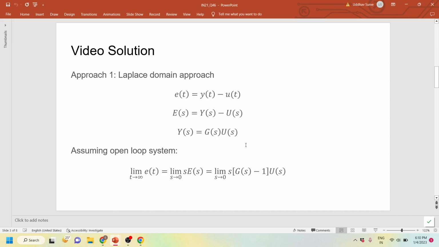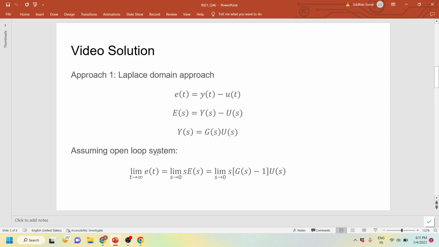So let us look at approach 1, the Laplace domain approach. This error was given as e of t is equal to y of t minus u of t, output minus reference input. Just by shifting them to the Laplace domain, e of s is equal to y of s minus u of s. And as we know, in the Laplace domain, the system and the input get multiplied. So y of s, the output response in the S domain, is g of s into u of s.